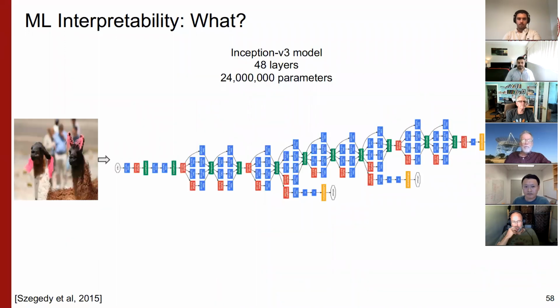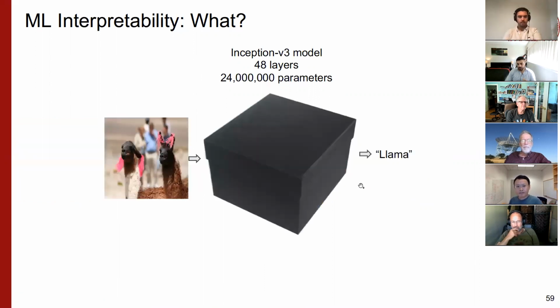But if the model is not as simple as the models in the previous slide, let's say it's an Inception V3 model, a very good image classification model with 24 million parameters and 48 layers, what should we do? These models are pretty good for a question that I refer to as the what question. You give it an image or any other modality of data and ask it what it is, and it tells you the right answer with high accuracy. It tells you it's a llama. But interpretability is the why question. So why does it say it's a llama?